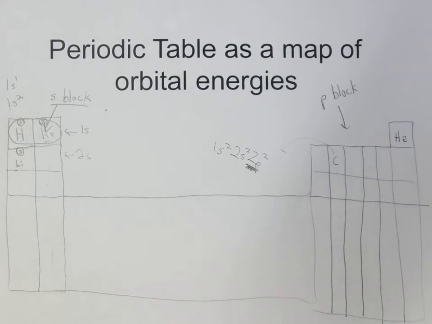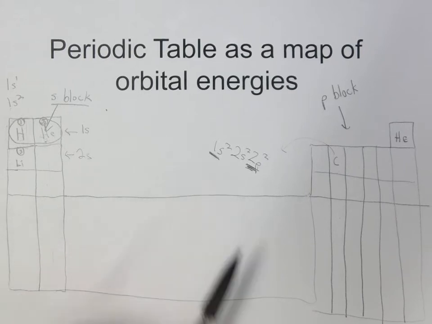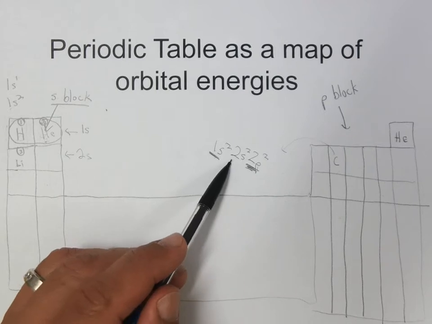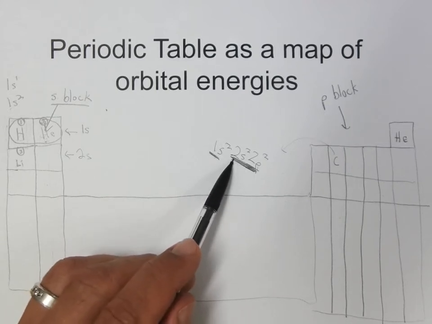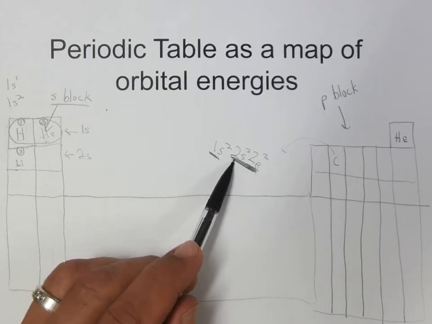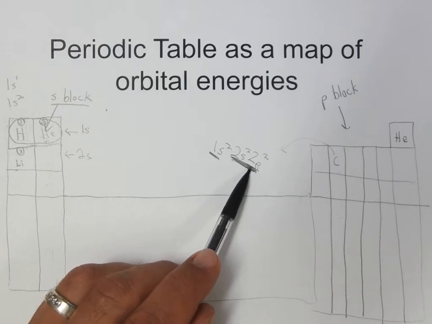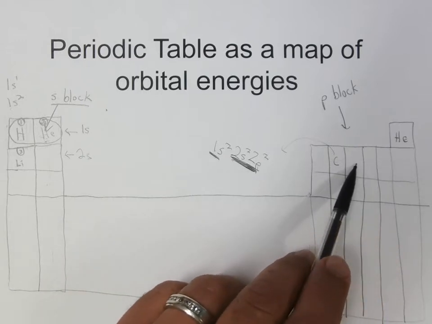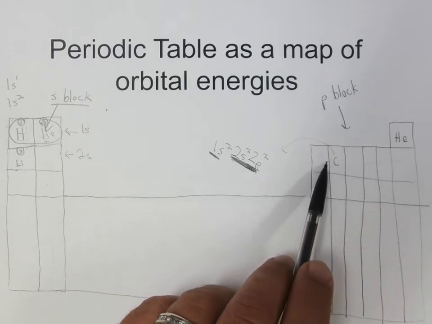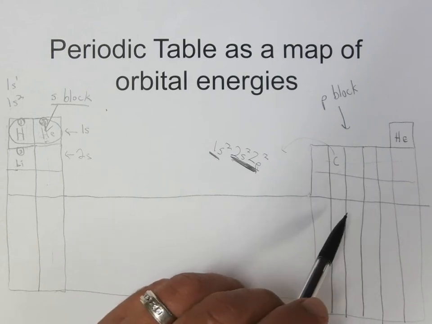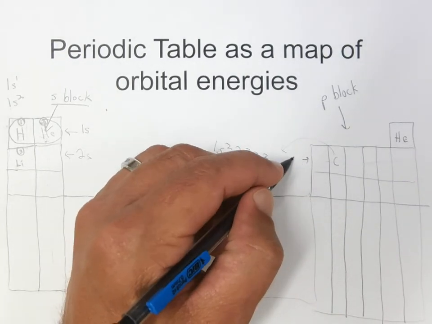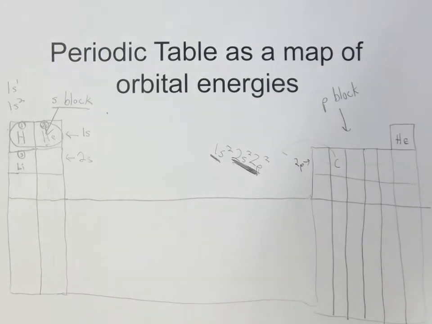And notice there is no 1p sublevel. The first energy level only has s electrons, but the second energy level has s and p, 2s and 2p. So the first time you have an element in the p block, it's going to be in the 2p sublevel. So this is where I'm sort of showing that there's a map on the periodic table to where the orbitals are.